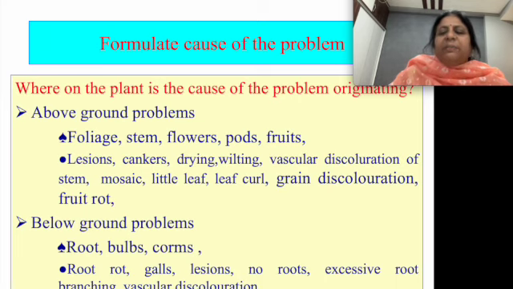The symptoms may be lesions, cankers, drying, wilting, vascular discoloration of stem, mosaic, little leaf, leaf curl, grain discoloration, fruit rot. These are all the symptoms expressed by these diseases. Below ground problems are observed on the roots, bulbs, corms. It could be a root rot, galls, lesions, no roots, excessive root branching, vascular discoloration. These are all the symptoms.